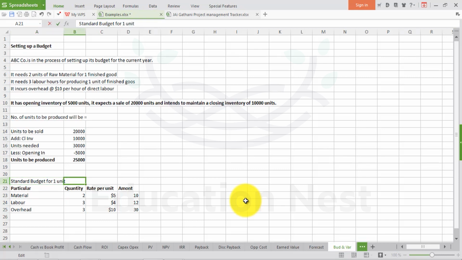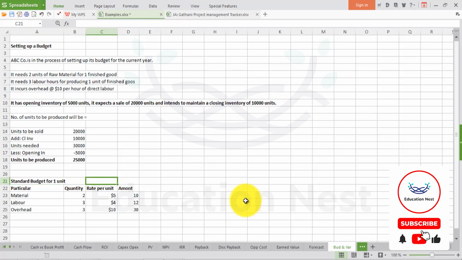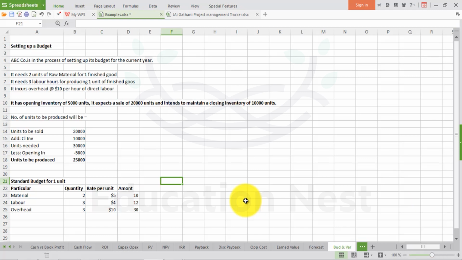Now we're going to prepare a flexible budget. A flexible budget is the one which adjusts itself to the actual data. In this case, because we need to produce 25,000 units, we're going to compare this budget to 25,000 units. So the flexible budget for 25,000 units has the same columns. The only difference is that we're going to multiply everything by 25,000.